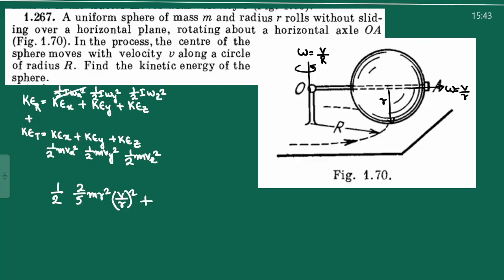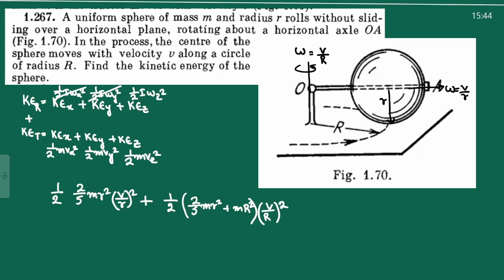Plus the kinetic energy along the y-axis, which is half the moment of inertia through this axis of rotation. What is the moment of inertia through this axis? If I apply the parallel axis theorem between this axis and this axis, I get the moment of inertia as 2 by 5 m r square plus m into capital R square. So this is half omega y square, with omega y equal to v by capital R, whole square.